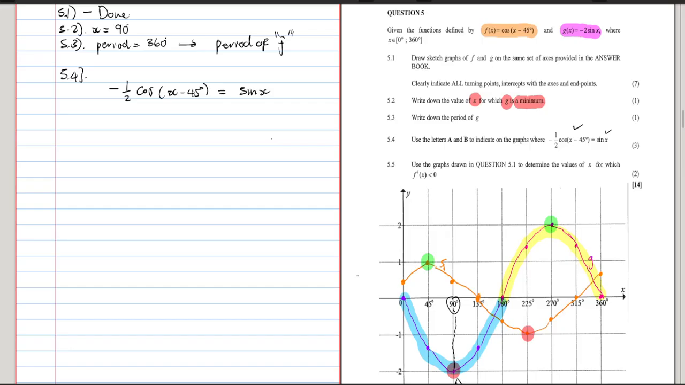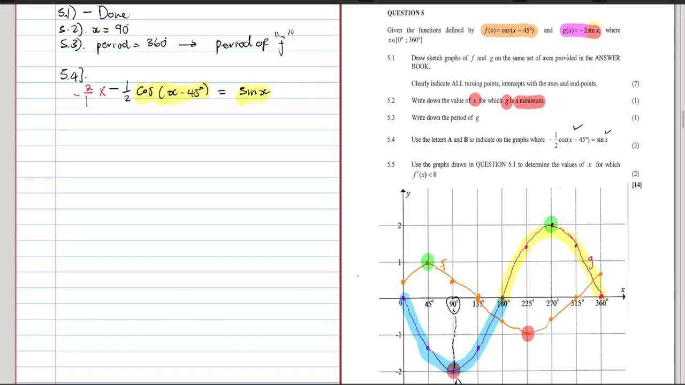Okay, so I know where the sine is coming from. It's coming from that g function. The cos (x minus 45) is coming from that orange function. So what should happen is that we need to reconfigure that equation so that we can actually see what is happening. It's where the graphs are intersecting or where the graphs are equal, right?